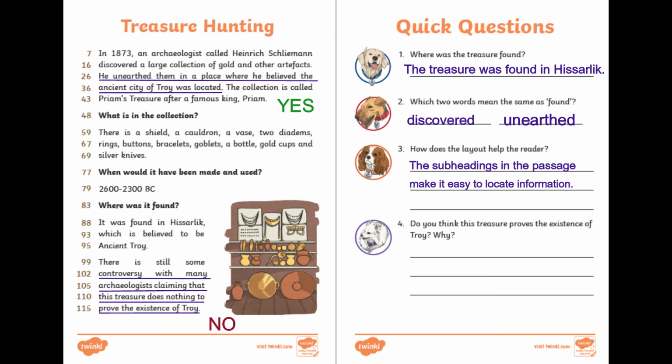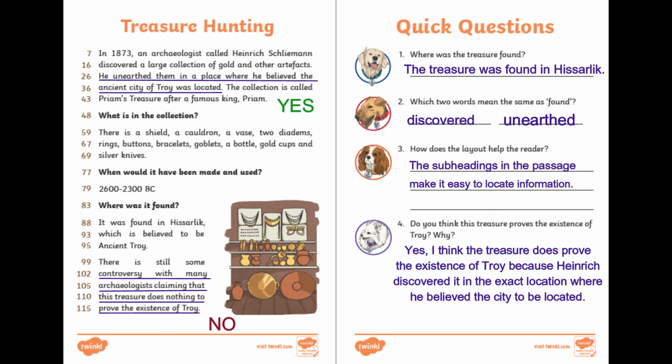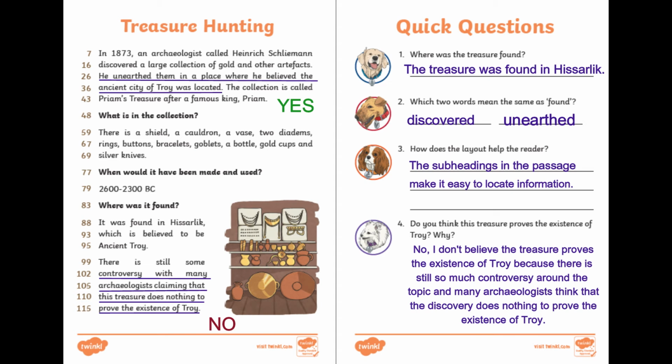For example, I could say, yes, I think the treasure does prove the existence of Troy because Heinrich discovered it in the exact location where he believed the city to be located. On the other hand, I could also write an answer that says no. I could say, no, I do not believe the treasure proves the existence of Troy because there is still so much controversy around the topic, and many archaeologists think that the discovery does nothing to prove the existence of Troy. So either way, so long as I use evidence, my answer will be correct.